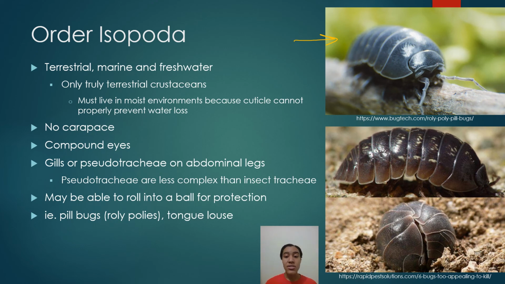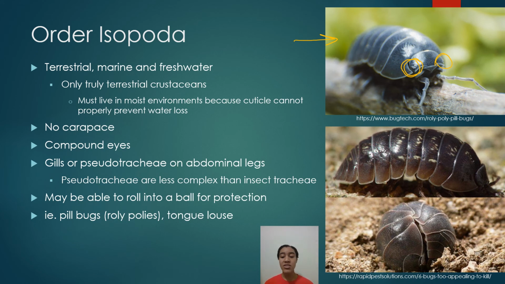They do not have a carapace. They do have compound eyes, and you might have to leave this PowerPoint and zoom in on this picture, but you can actually see the roly-poly's eye here. Of course, they have one on this side too, but you can't see that one. But you can really see the eye of this roly-poly if you zoom in on this picture. For aquatic isopods, they have gills on their abdominal legs. For terrestrial isopods, they'll have pseudotrachea on their abdominal legs instead. And the pseudotrachea are less complex than the trachea that we see in insects, but they behave in a similar way, so they're for respiration.